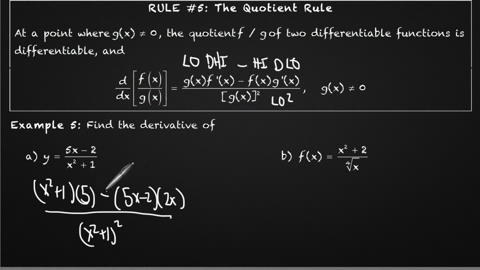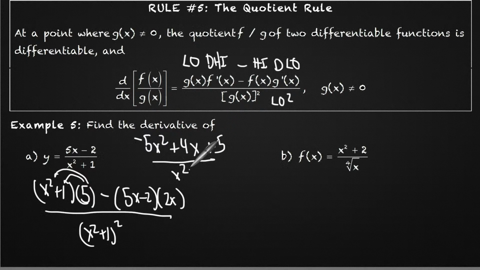So whenever we group our like terms together by distributing the 5 and moving forward there, actually, you end up getting negative 5x squared. And then you will end up getting, let's see, positive 4x, and then you'll get a positive 5. And all of that is divided by x squared plus 1, all squared.